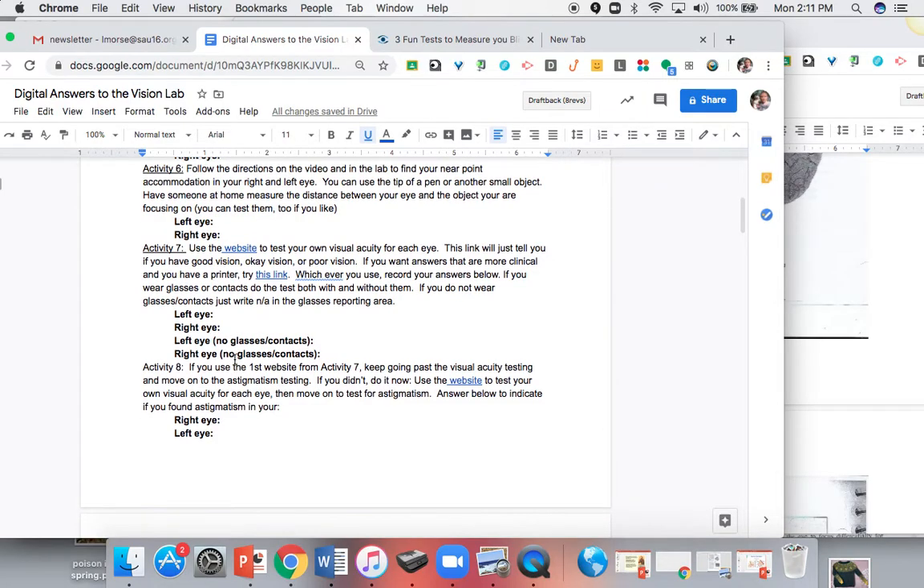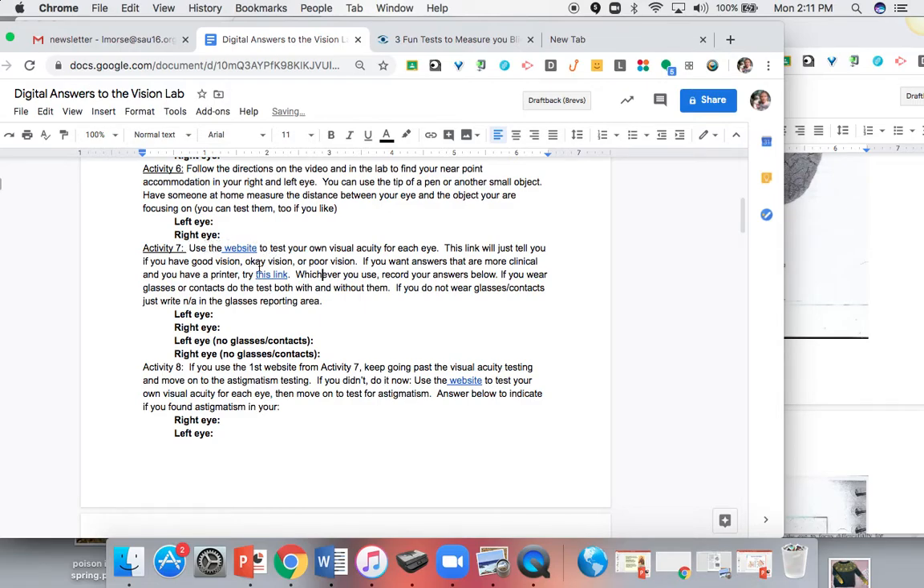Activity 6, near point accommodation. You're going to do this in your lab. You can use the tip of a pen or something. You're just looking at something very small, and you're going to measure with your left eye and your right eye where your near point accommodation is. If you would like to test someone else for this lab, you can do that. That's fine.